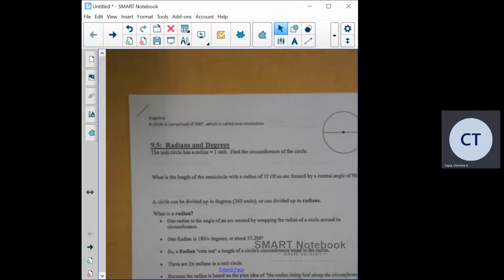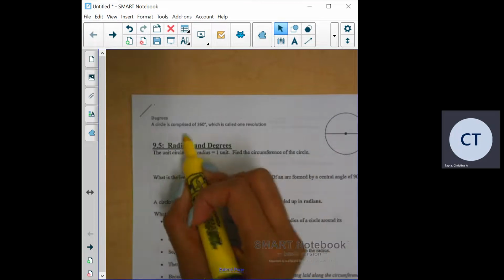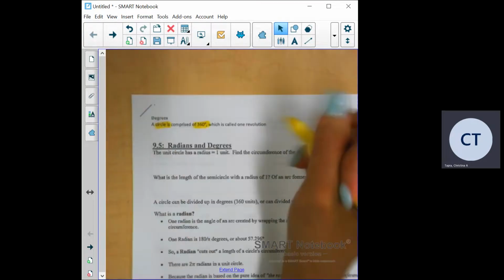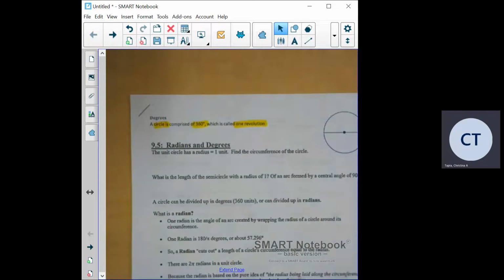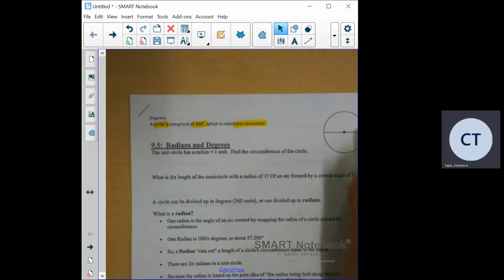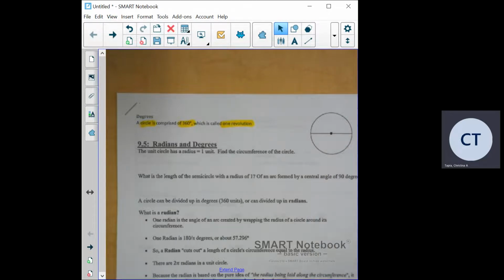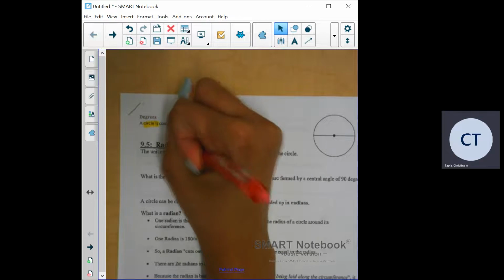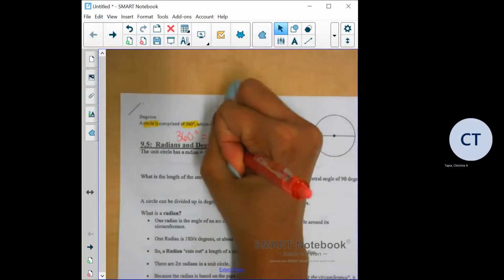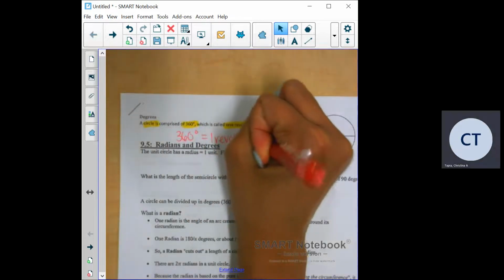In this top part, it says for degrees, a circle is comprised of 360 degrees, which is called one revolution. If we were to start from the right side over here and go all the way around your circle, it would be 360 degrees total. So one revolution is equal to 360 degrees. We might need that later.